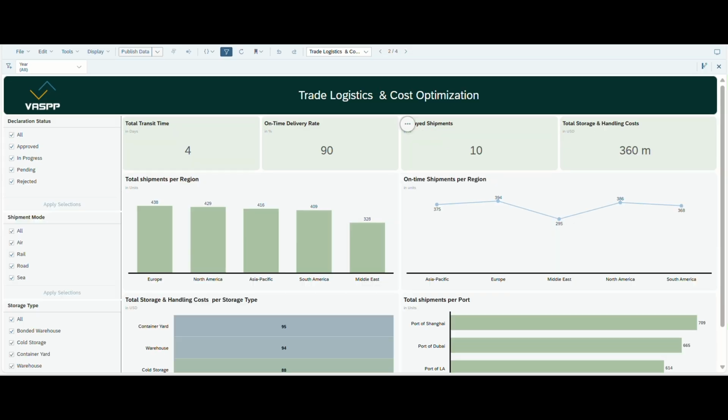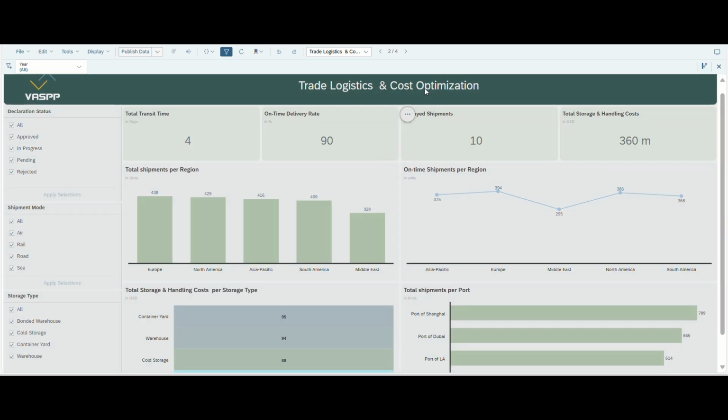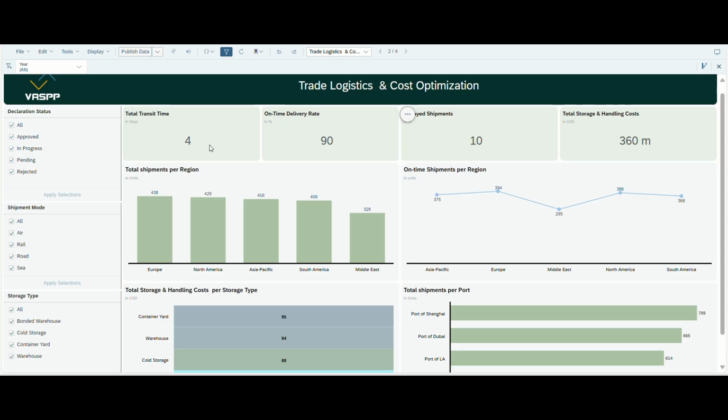Welcome to your logistics performance cockpit, where trade speed meets operational cost. Start with the total transit time, averaging just 4 days for time-sensitive cargo. That figure can mean the difference between hitting market windows or facing shelf life losses. But speed alone isn't enough.